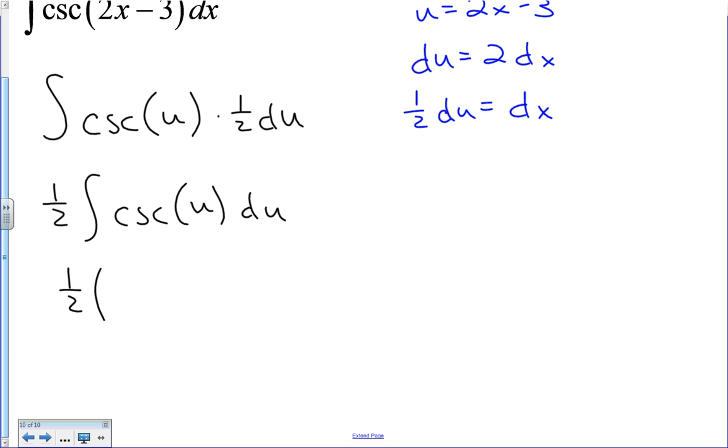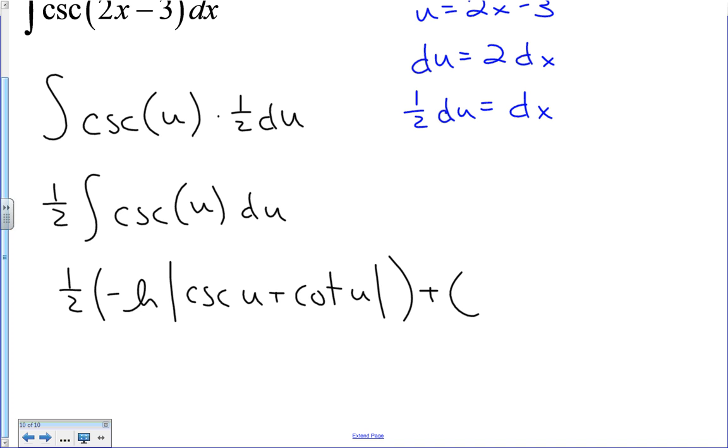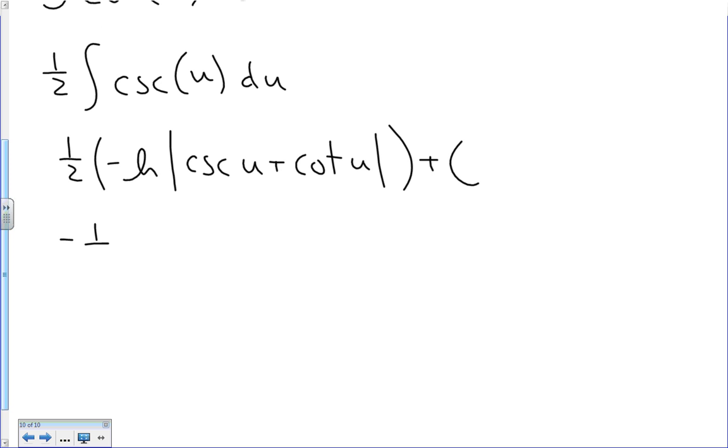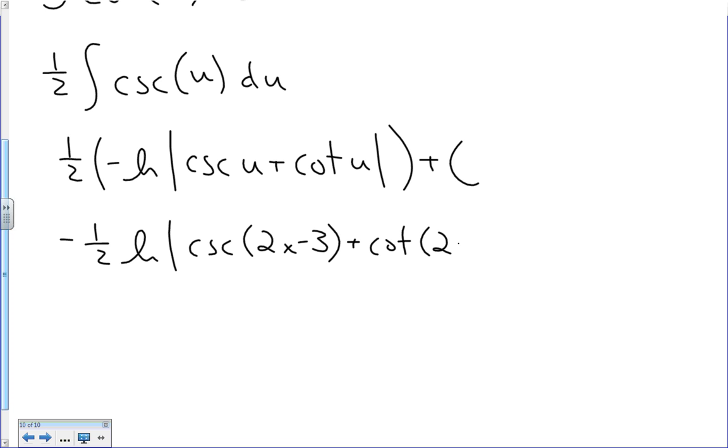But anyways, the derivative of cosecant involves cosecant and cotangent, and so it's a negative cosecant cotangent. So this is a negative natural log of the absolute value of cosecant of u plus the cotangent of u, and then plus c. I need to put a parenthesis there. Plus c at the end. And now replace u with what it's equal to. And so we end up with a negative 1/2 out front, natural log of the absolute value of the cosecant of 2x minus 3 plus the cotangent of 2x minus 3, and then plus c at the end. There is our antiderivative of that function.